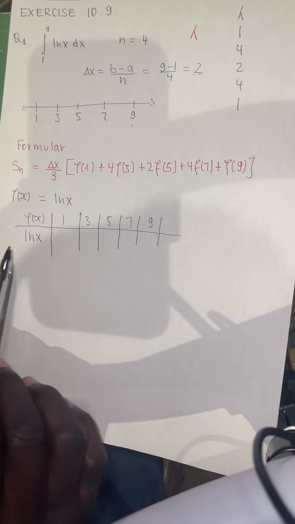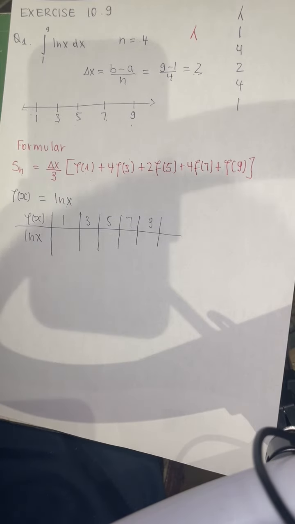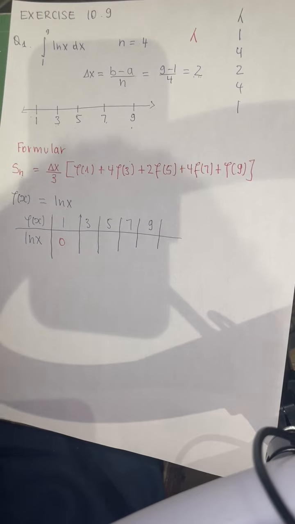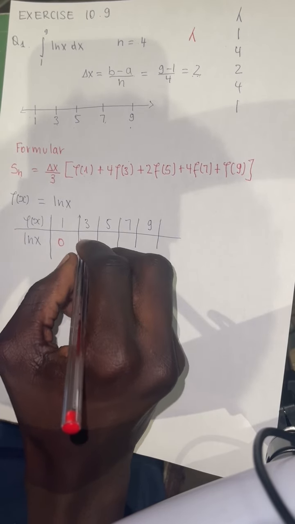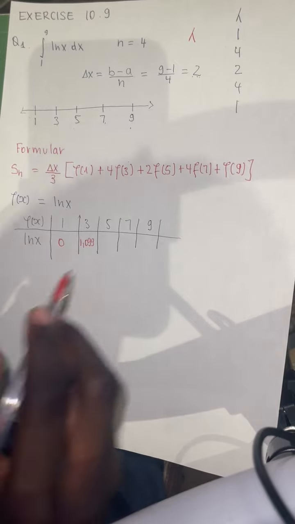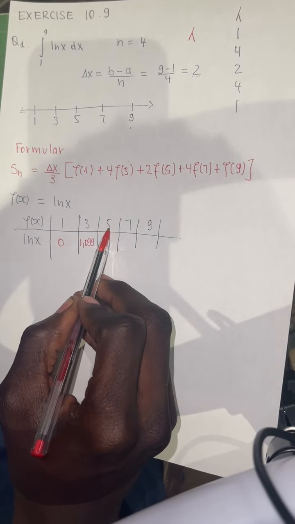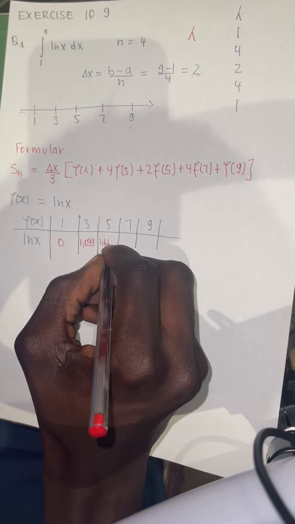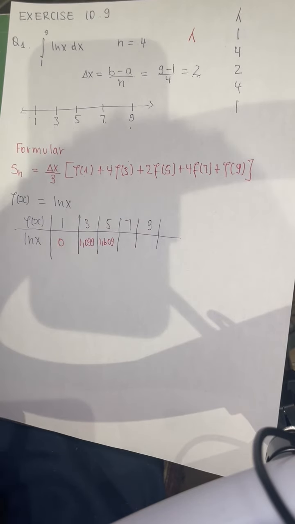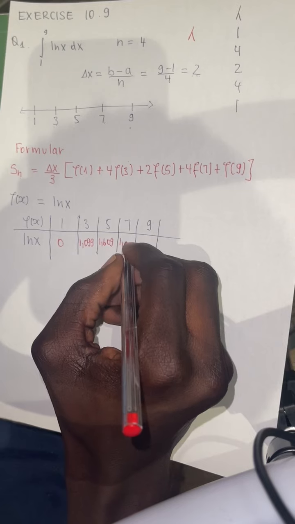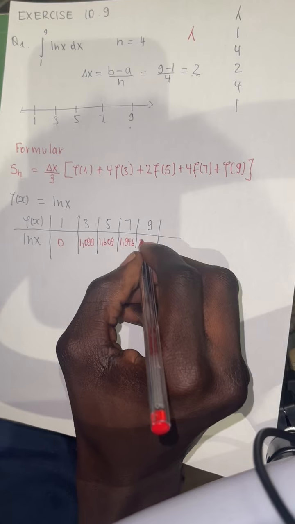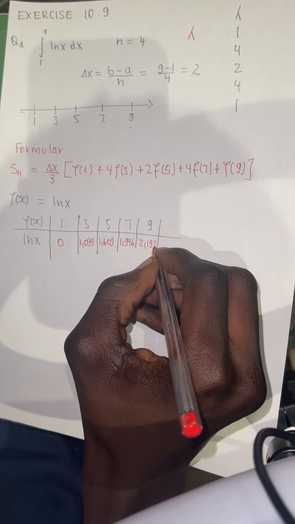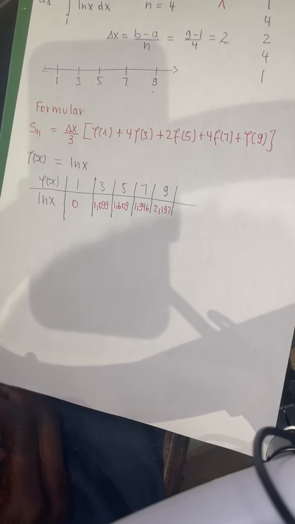So now what is the ln of 1? Ln of 1 is 0. What is ln of 3? You will take your calculator, you put ln of 3. It is 1.099. And what is the ln of 5? Ln of 5 is 1.609. What is ln of 7? It is 1.946. And what is ln of 9? It is 2.197.